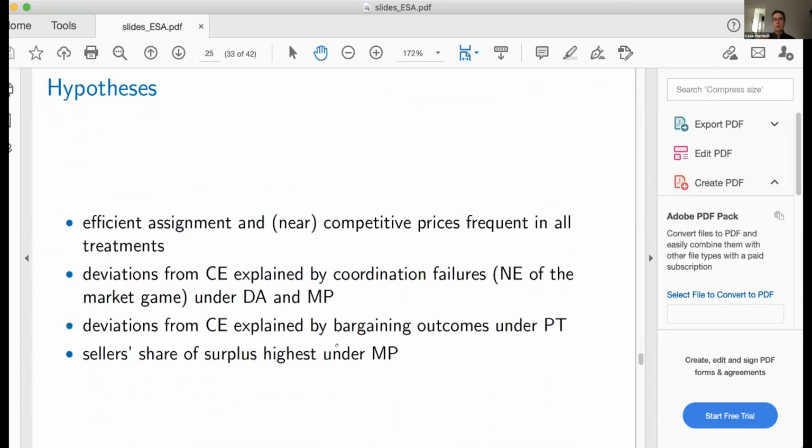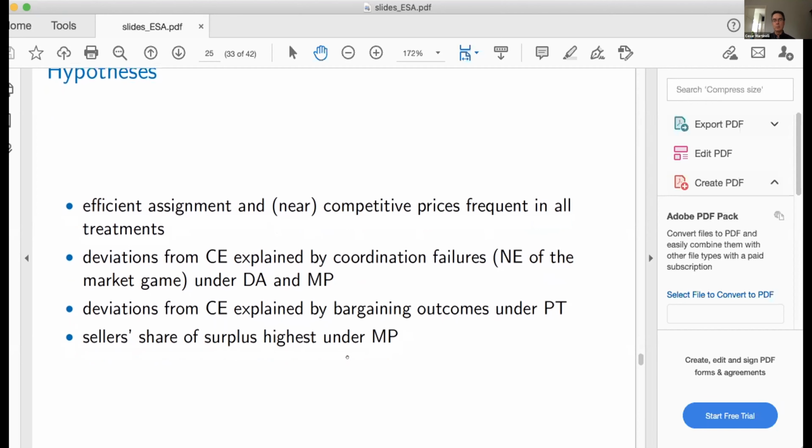So these are the hypotheses in a nutshell. We expect efficiency, more or less. We expect deviations from competitive equilibrium explained by coordination failures in auction environments. We expect deviation from competitive equilibrium to be explained by bargaining outcomes under pit trading. And we expect the sellers to do well when they have commitment power.